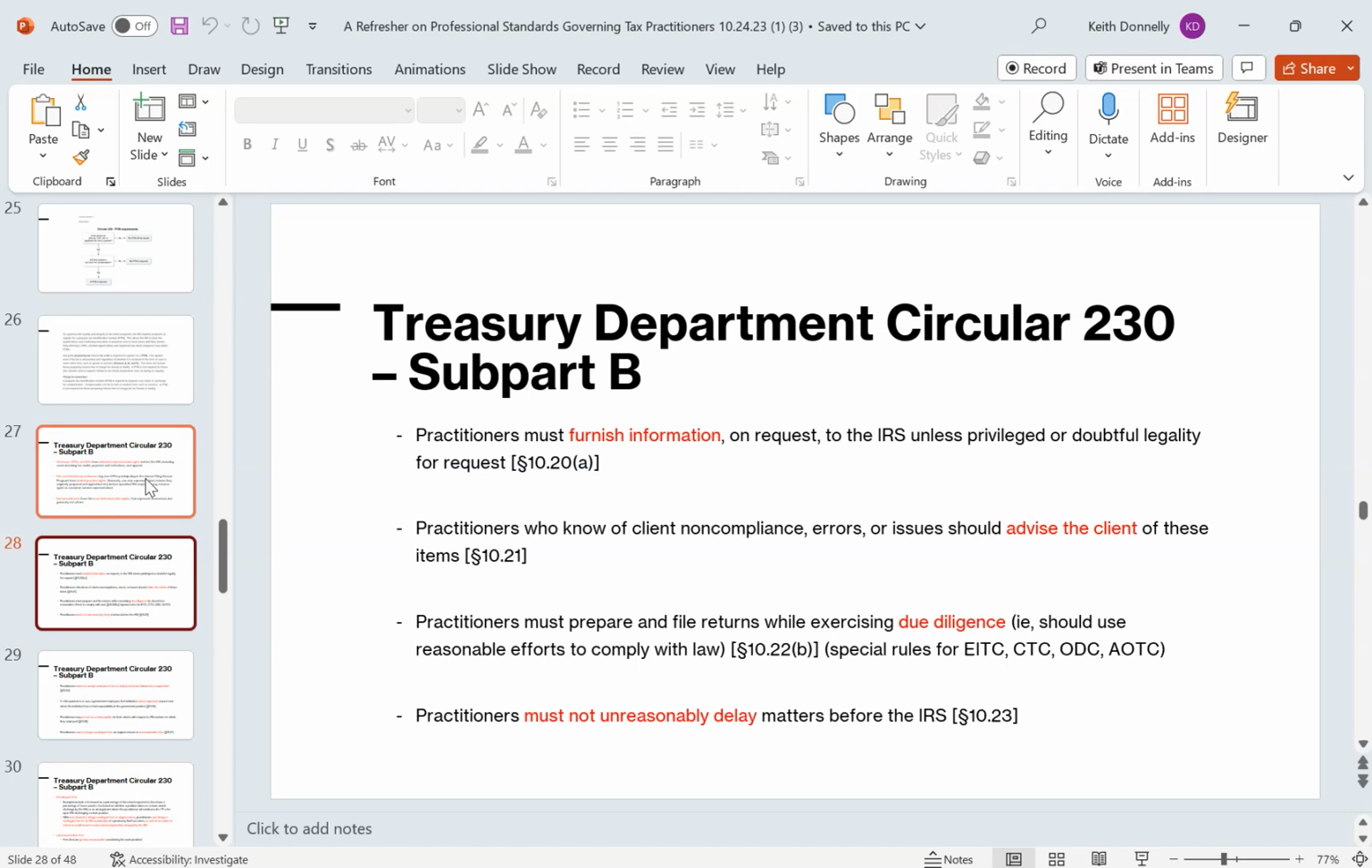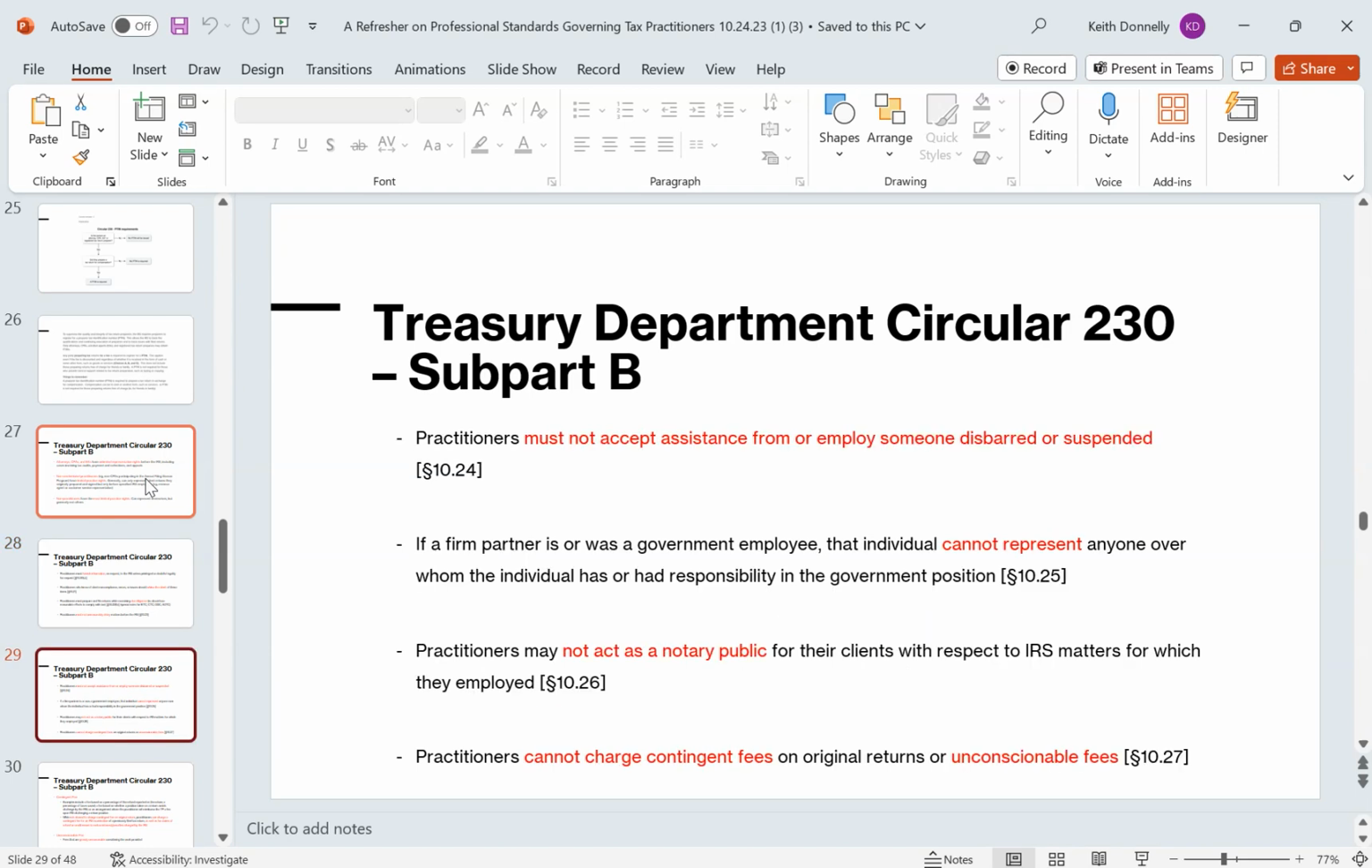What that means is there's something above and beyond you've got to do. So for example, for the earned income tax credit, there's a separate checklist you've got to fill out. You can't just claim it on the return without doing that enhanced due diligence. Likewise, you can't unreasonably delay things before the IRS.